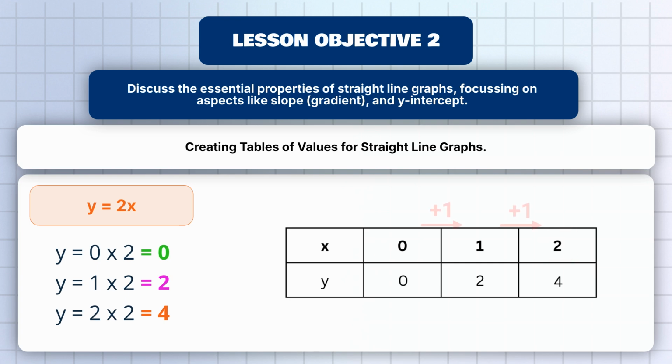Notice how as x increases by 1, y increases by 2. This constant rate of change is determined by m, which is 2 in this case. The straight line shape emerges because the relationship between x and y is consistent.